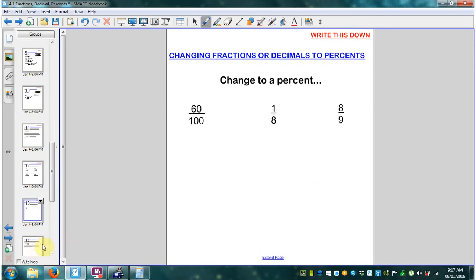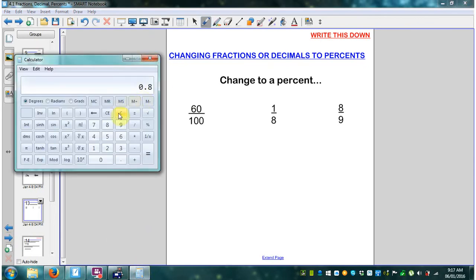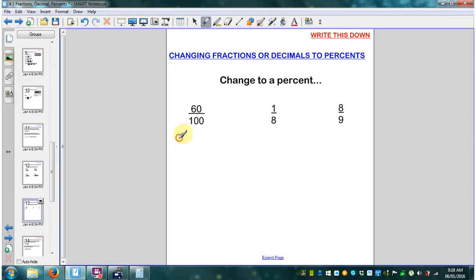Okay. Now, I want you to change these fractions to percent, and we'll go along. Alright, so the first step is to change these into decimals. Okay, so 60 divided by 100. Some people might be able to look at that right away and say that's 60%, which is great, but I'm going to follow my steps. I'm just going to go 60 divided by 100 equals 0.6.